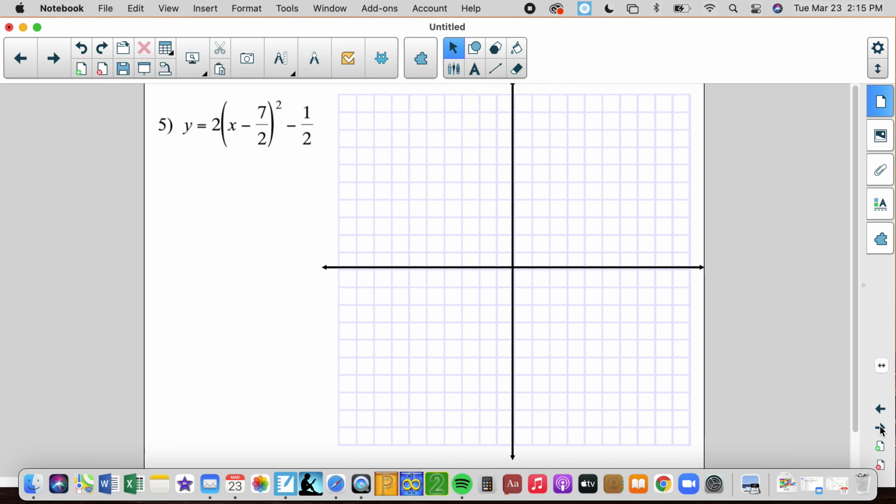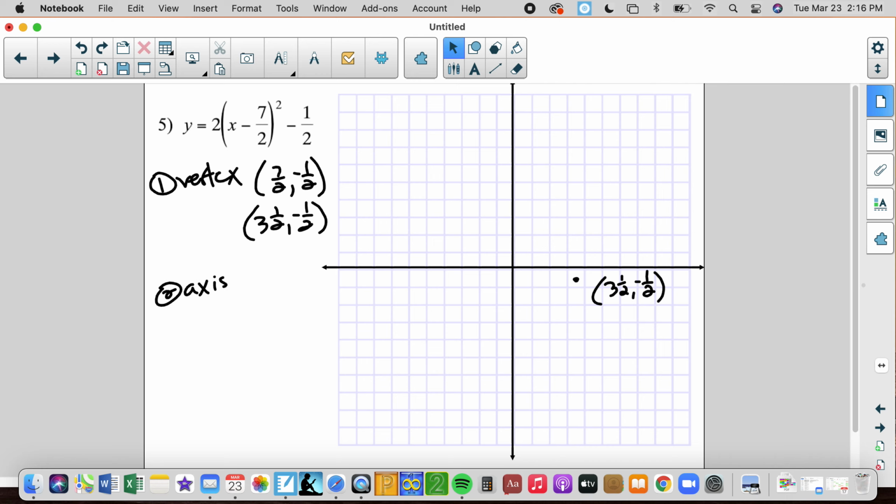All right, last one. Vertex. Yikes. Look at that. 7 halves, comma, -1 half. Well, 7 halves is really 3 1/2, -1 half. All right. 1, 2, 3 1/2, and -1 half. That takes me right there. So it's going to be up, so I can write my point 3 1/2, negative 1/2. All right, the axis of symmetry is going to be right in between 3 and 4.